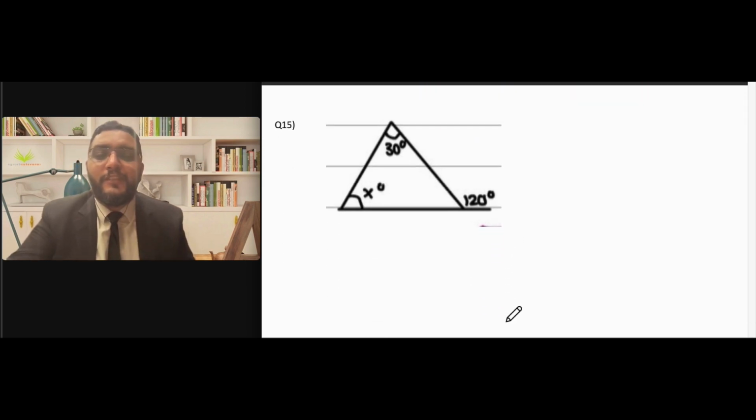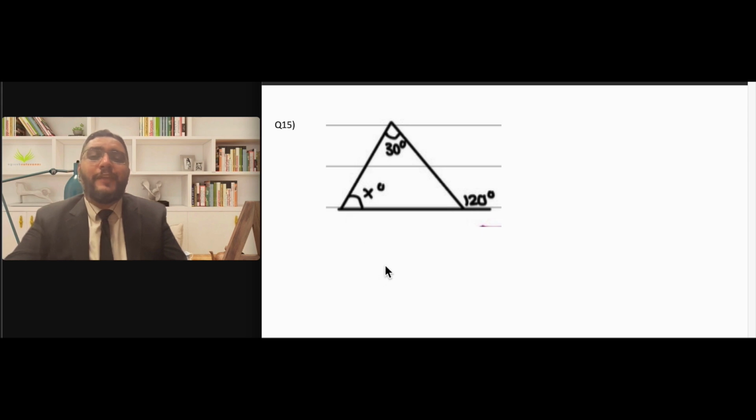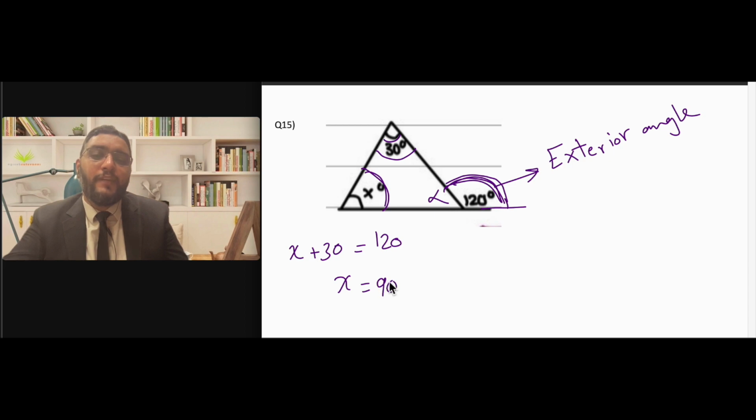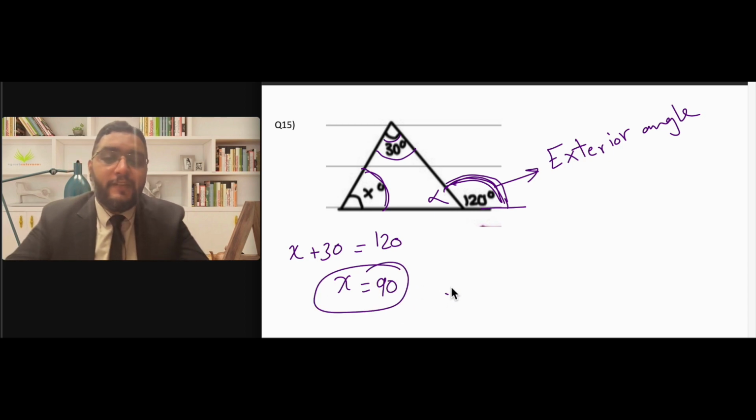Let's move to question 15. How can we find the measure of angle x? You know that this angle is called an exterior angle. And the measure of the exterior angle equals the sum of the measures of the two interior angles except the adjacent angle. It means 120 equals x plus 30. So x equals 120 minus 30, which equals 90 degrees.